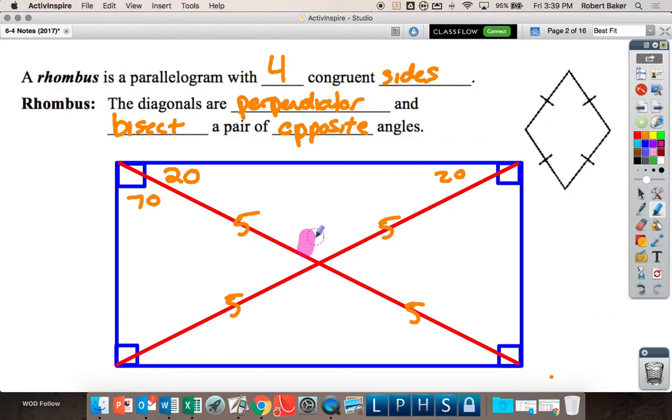So this one's 140. Wait, so he was right. He was right, but I wanted to make sure I knew why. The insides are 40 because they equal 180. Could not explain that. And then vertical angles.